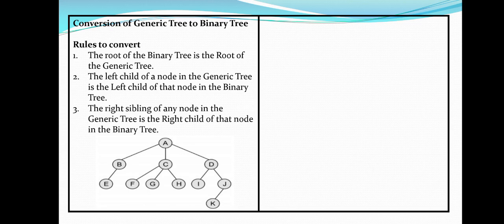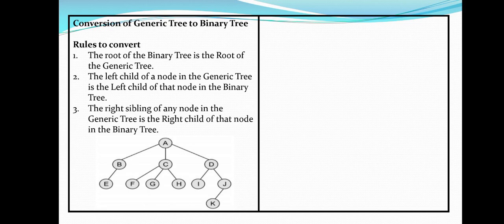What is right sibling? B's right sibling is C, C's right sibling is D. D's left sibling is C, C's left sibling is B. Now I think you can understand what is right sibling. Now see rule number 3: the right sibling of any node in the generic tree will be considered as the right child of that node in the binary tree. Now we move into the problem.